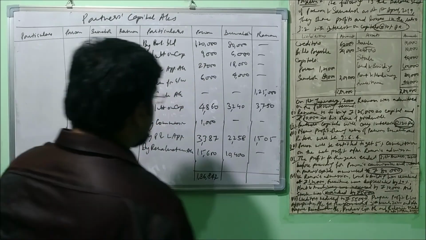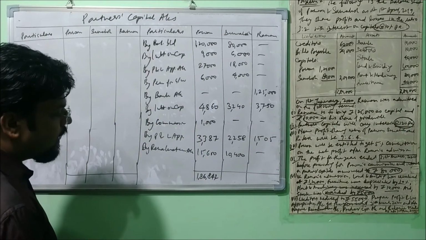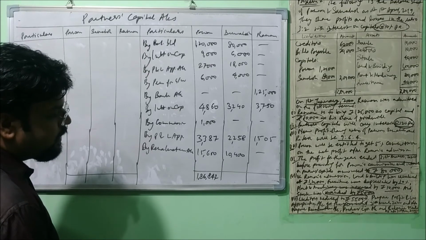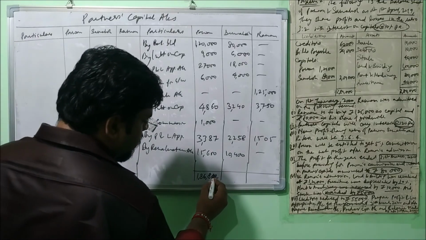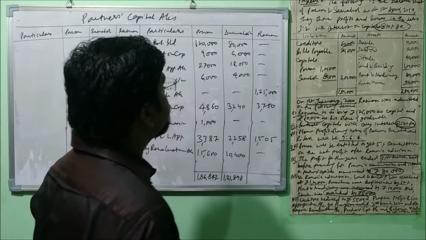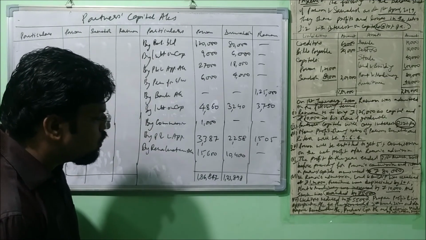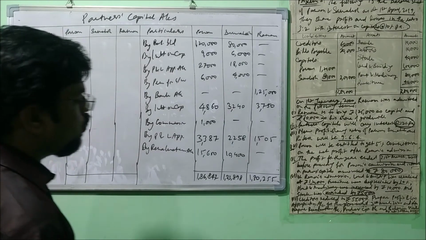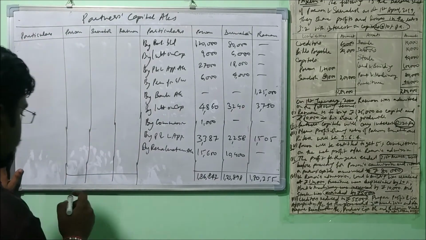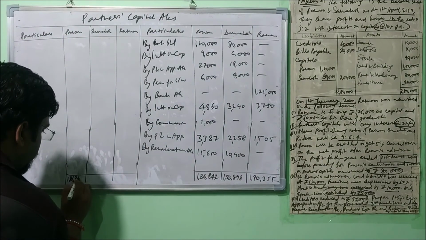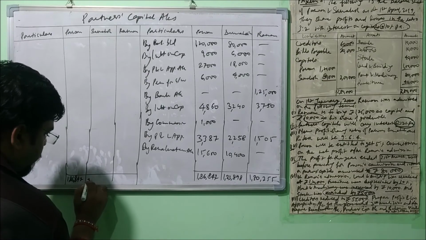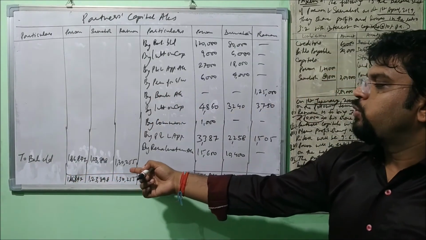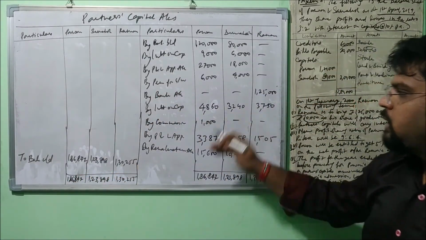Let's calculate it. So for Pawan it is 1,86,847. Now let's calculate for Samaksh. So for Samaksh it is 1,23,898. Now let's calculate for Raman. So for Raman it is 1,30,255. These will be called balances as well, right? So these balances will be provided to the balance sheet. Alright, nothing new in it.